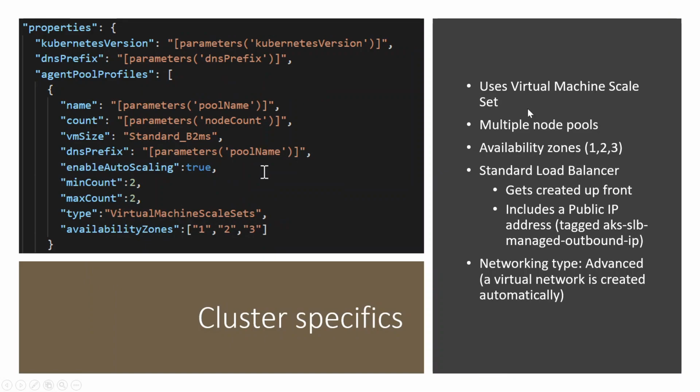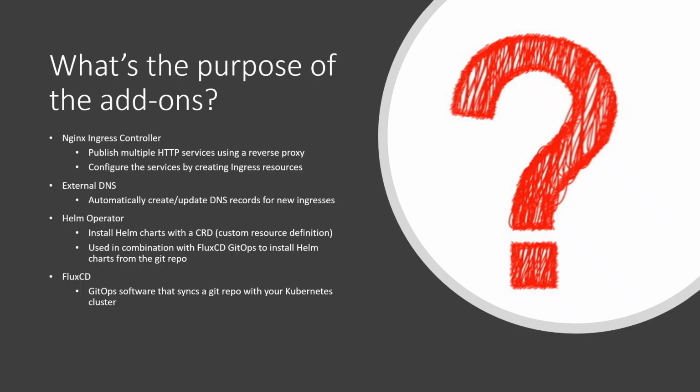Okay. Now, maybe before we start, what do all these add-ons do? If you have some experience with Kubernetes, you know what these do, but just for reference, Nginx ingress controller allows me to publish HTTP services using reverse proxy basically, and by creating what we call an ingress resource in Kubernetes, we actually configure this automatically at the Nginx level.